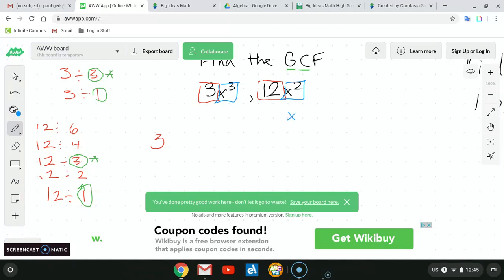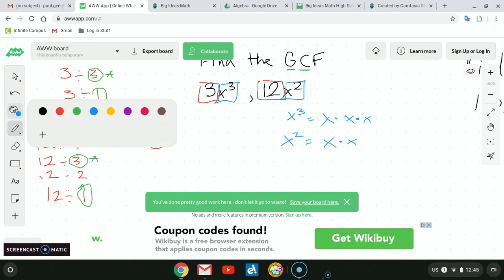So how do you write x cubed? Well, it's the same thing as x times x times x. There's 3 x's, x times x times x, x to the third. What about x to the second? X to the second is x times x. Now let's pair them up.